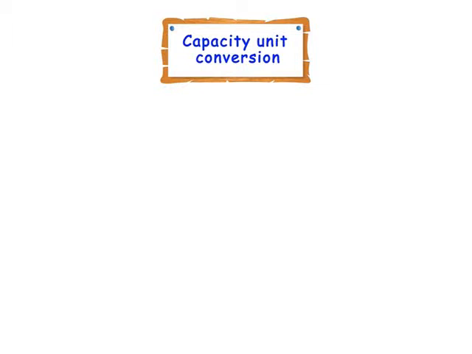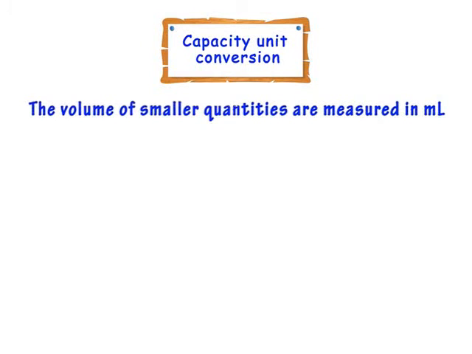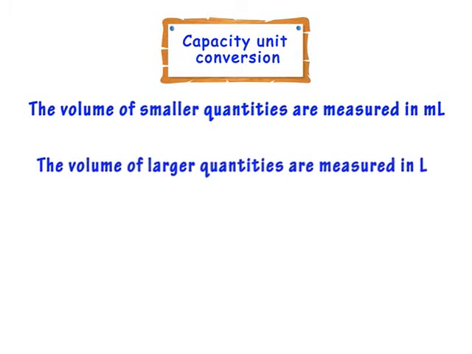First, let's remember what is capacity. Capacity is the maximum amount of liquid a container can hold. To measure capacity, we have two units, the milliliter and the liter. The milliliter is used to measure small quantities of liquid. The liter is used to measure larger quantities of liquid.